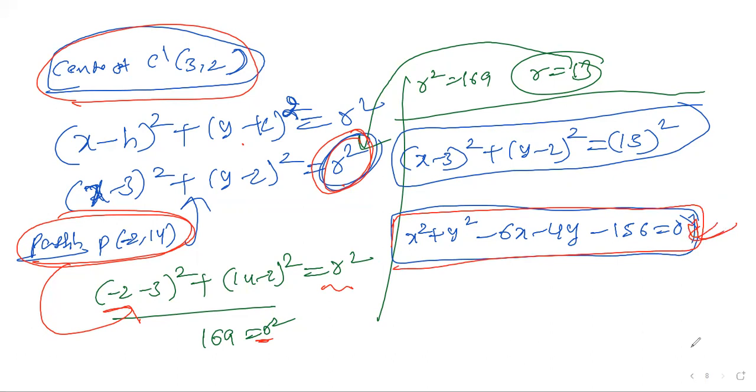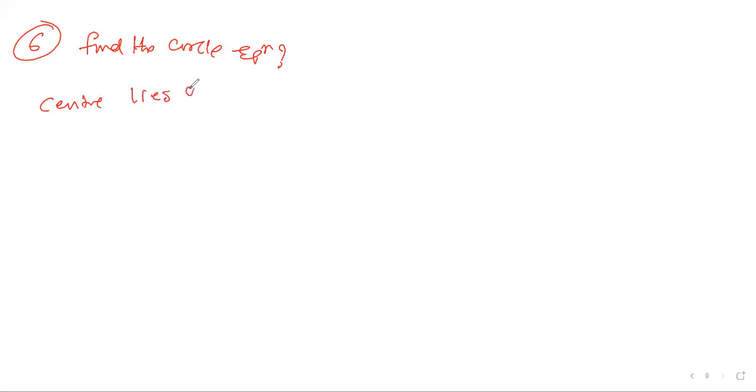Okay, thank you. Now let us switch to question number 6. Question number 6 is: find the equation of a circle whose center lies on the x-axis. The first point is that the center lies on the x-axis.